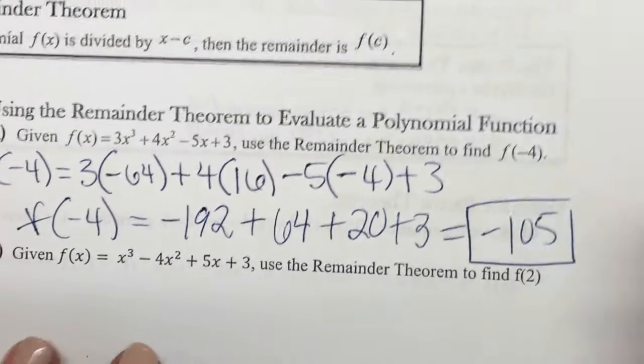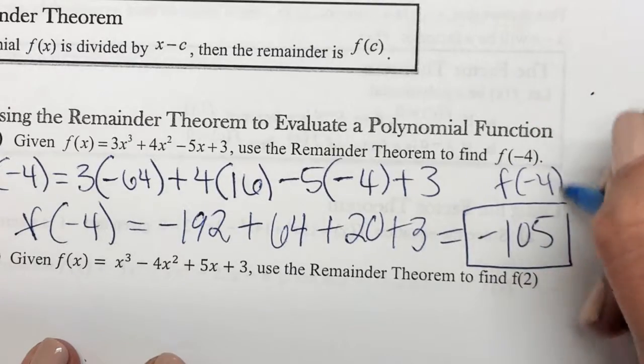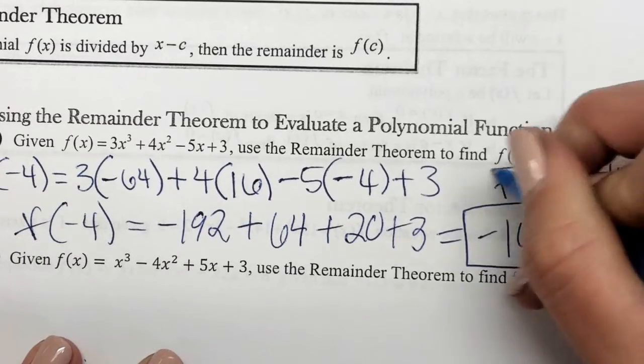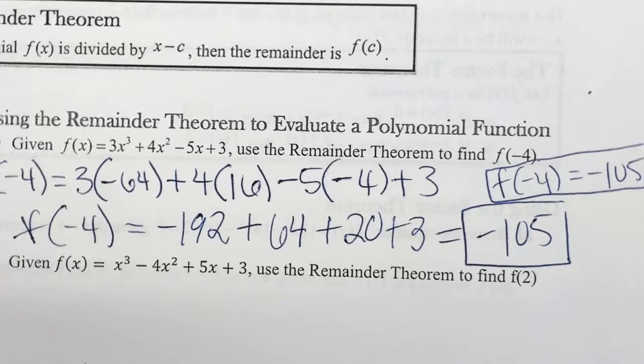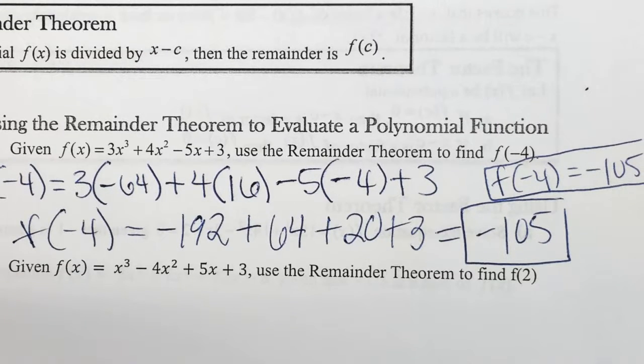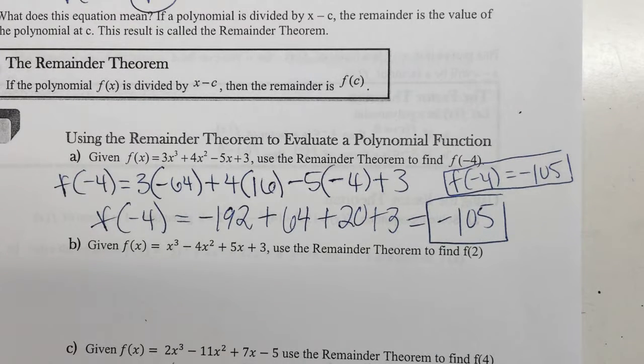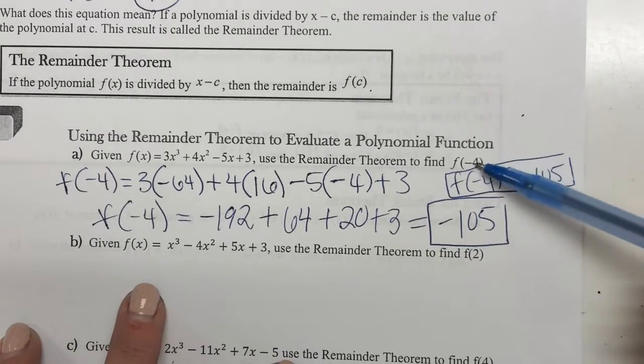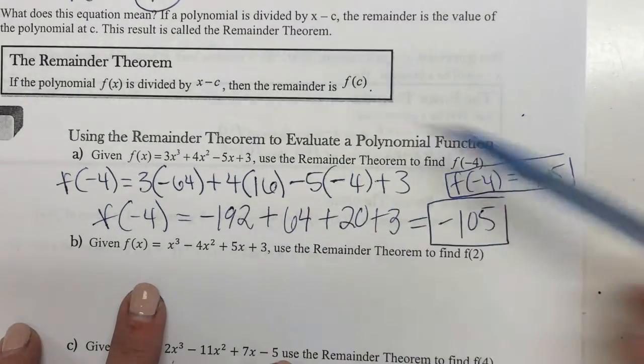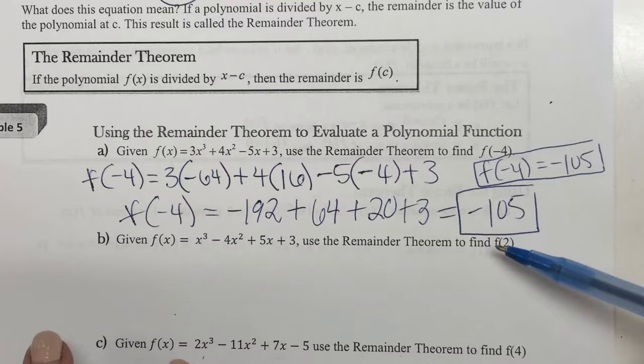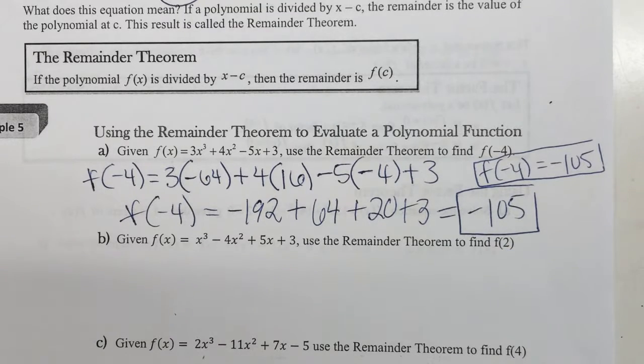So here's how you write your answer. F of -4 equals -105. That's what we got when we evaluated at -4. So what this means is when you divide this by x plus 4, you'll get a remainder of -105. Alright, try B and C on your own.